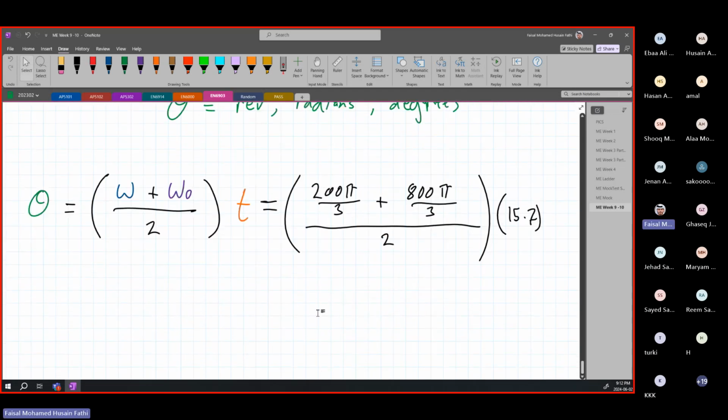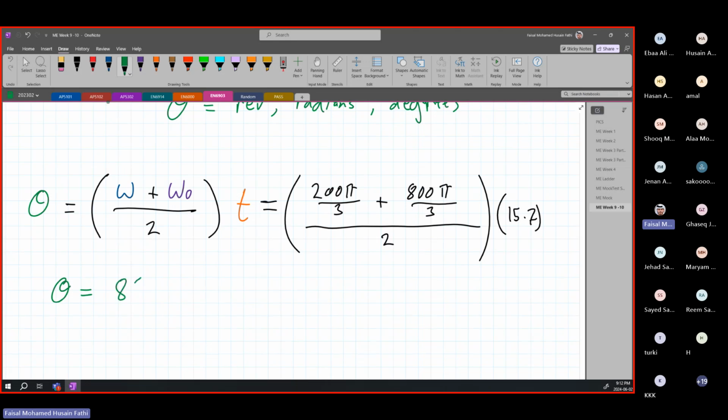All right. And now we have found our theta to be, we plug all of this into the calculator. Divide by 2 times 15.7. I get 8,220.5 radians per second.